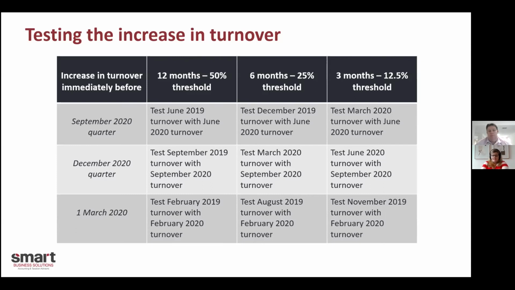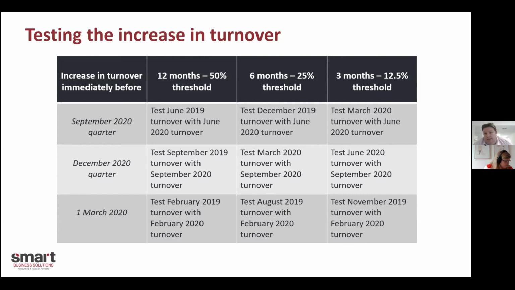Sure. If you're looking at your increase, for example, the 12 months before the 1st of March 2020, and you're looking at the 3 months, you're comparing your February 2020 turnover for that month with the turnover you had in November 2019. In this table, it's the bottom right corner: the February 2020 turnover against the November 2019 turnover, 3 months before. Did you have in that 3 months an increase of 12.5% of your GST turnover?